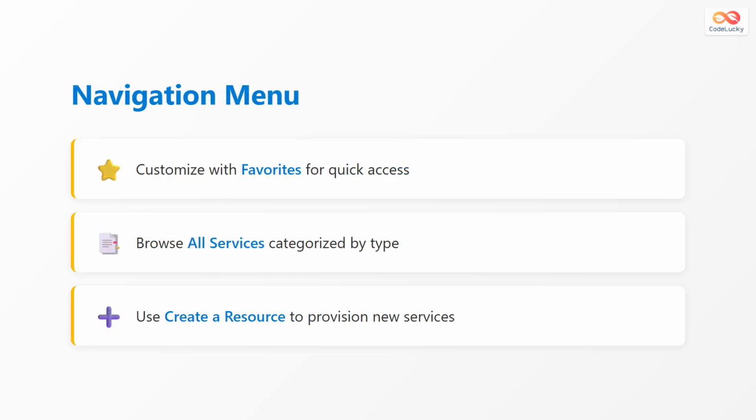The left navigation menu can be customized to suit your workflow. You can add frequently used services to your favorites for instant access. The All Services option lets you browse through all available Azure services, organized by category. When you need to create new resources, simply click on Create a Resource to start provisioning new services in your Azure environment.